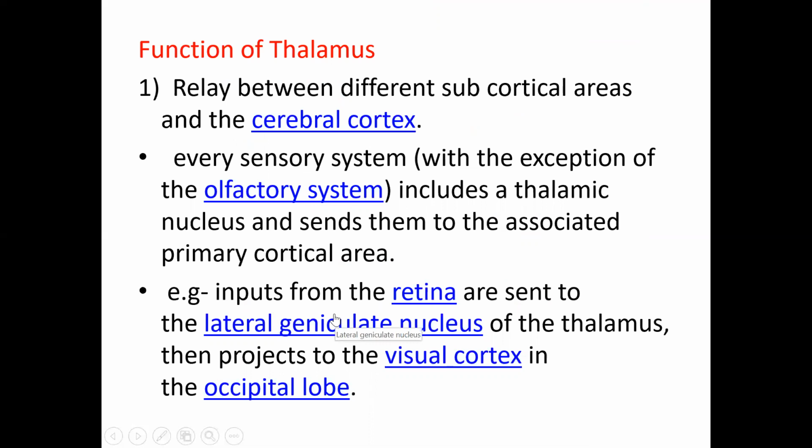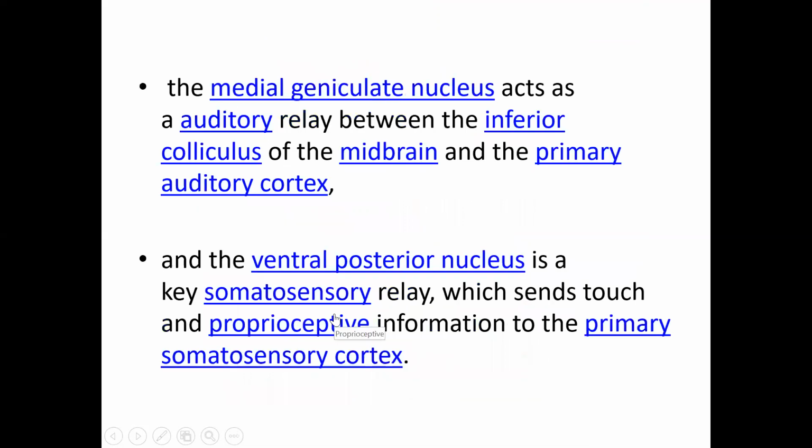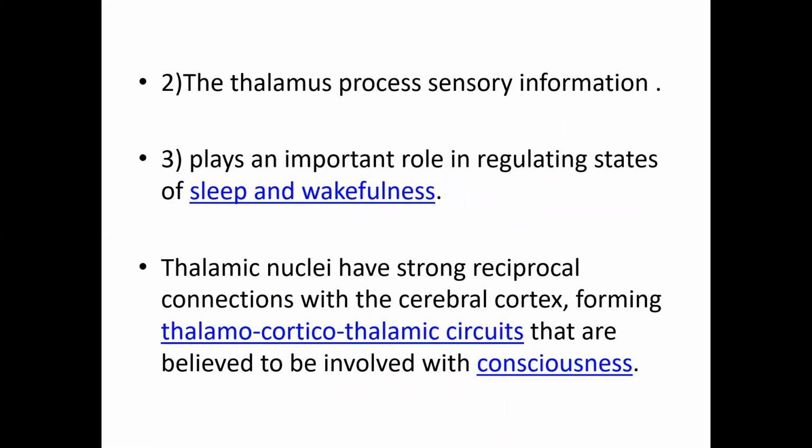Example is input from the retina, input from the visual pathway, input from the auditory pathway, that is medial geniculate body. And VPL, that is ventroposterolateral nucleus, it mainly relays the somatic sensory, that is fine touch sensation, stereognosis, vibration sensation via the ventroposterior nucleus of thalamus. That is processing of sensory information.